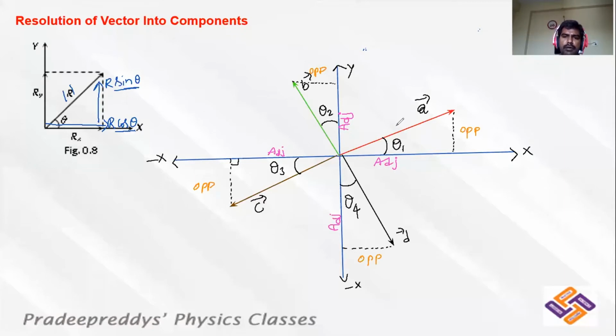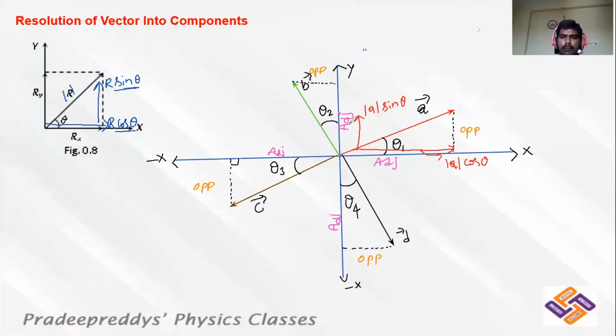It's very simple. So a bar can be resolved into components like this. A bar can be resolved as horizontal component and vertical component. Horizontal component is represented with the adjacent side, right? So this is written as magnitude of A into cos theta, right? And this is written as magnitude of A into sin theta, right?